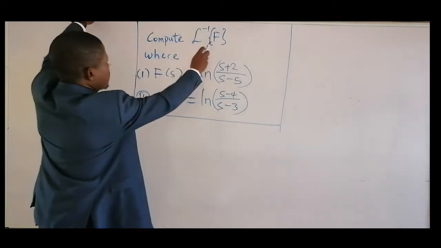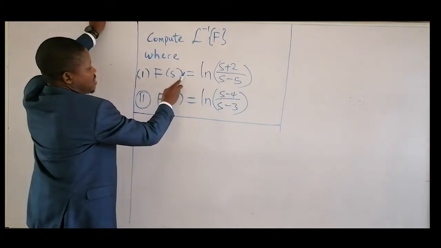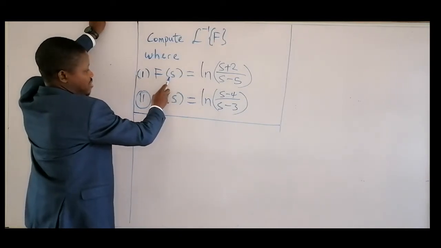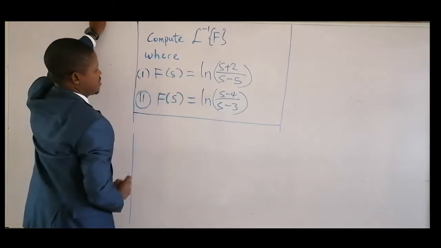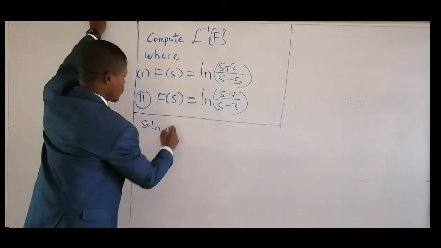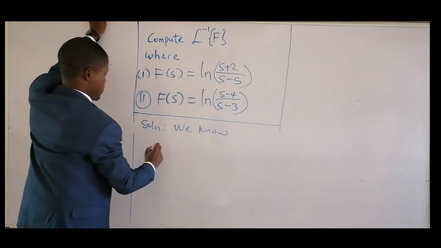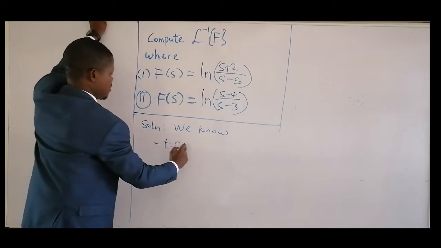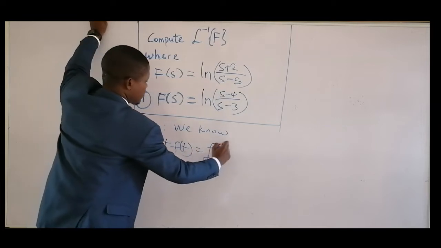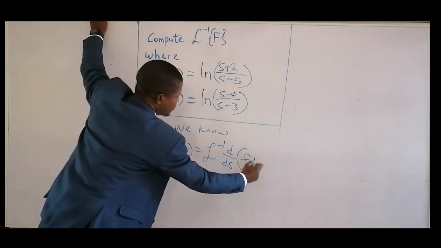Compute the inverse Laplace transform of f, where f as a function of x is this. So solution number one, as we all know, minus t f of t is equal to the inverse of d/ds of f of t.